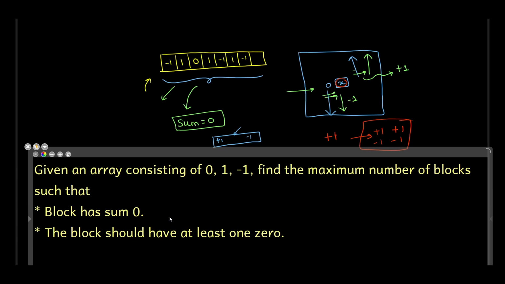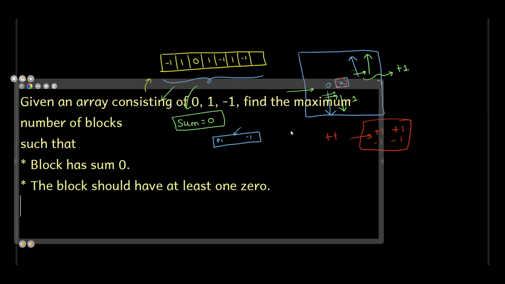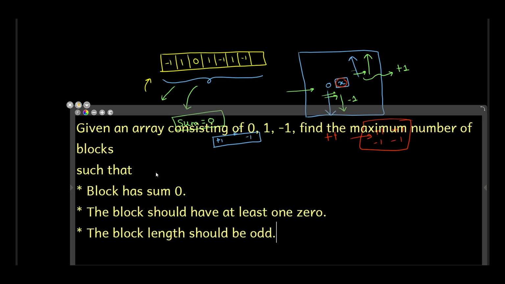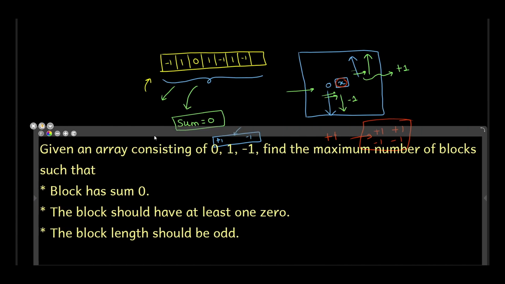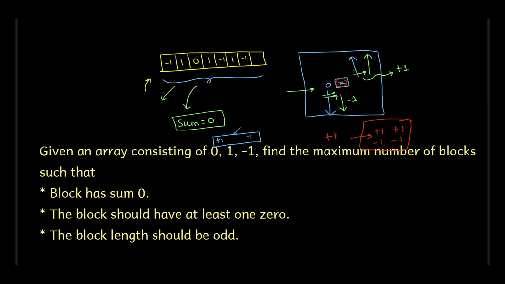And the third constraint, of course, is that there should be no ambiguity, which is to say that the block length should be odd. Block length should be odd. So how do you solve this? First of all, you might try to apply some greedy strategies.